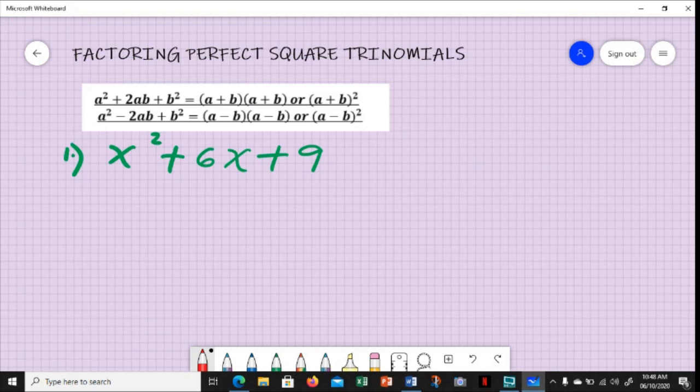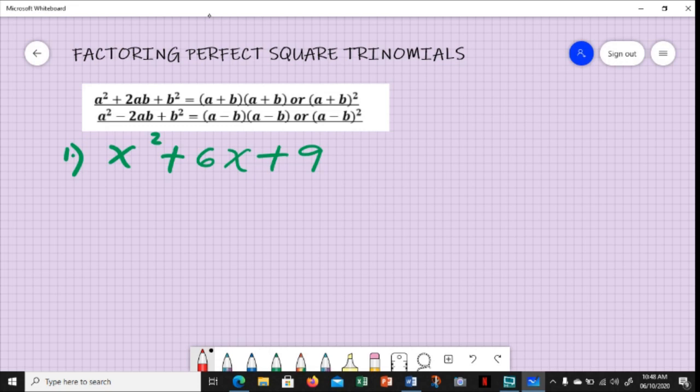Hey, good day. So this is a tutorial about factoring perfect square trinomial. So as you can see, meron tayong dalawang patterns. The first pattern is a square plus 2ab plus b square equals quantity a plus b times quantity a plus b, or pwedeng quantity a plus b square.